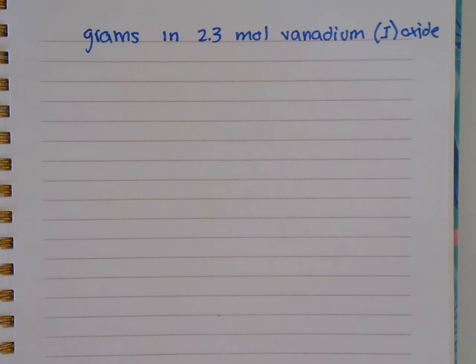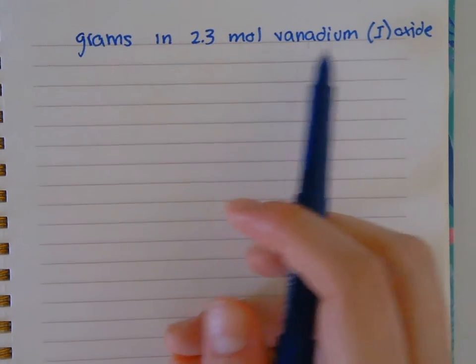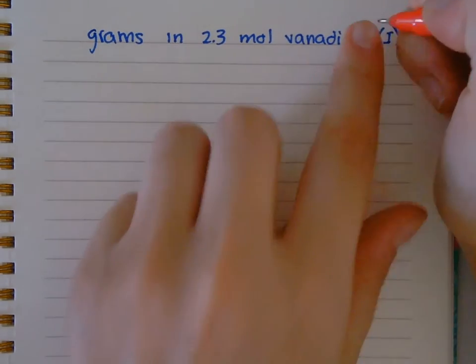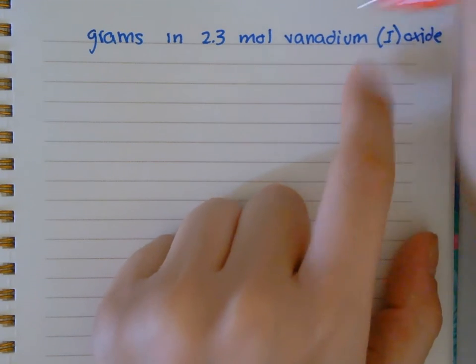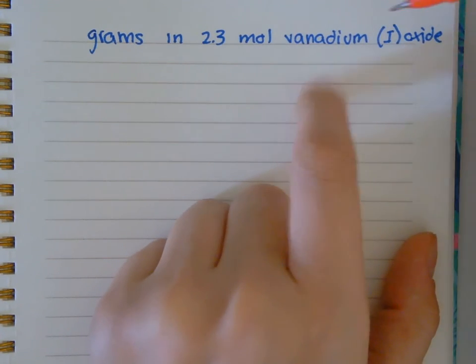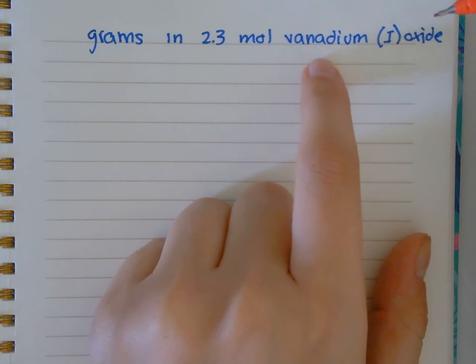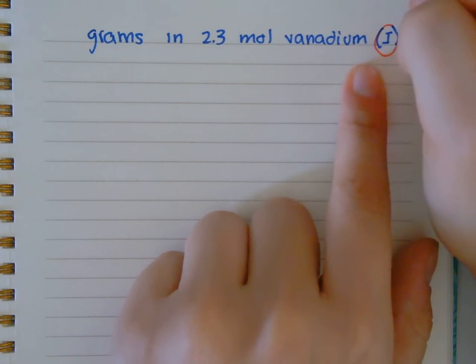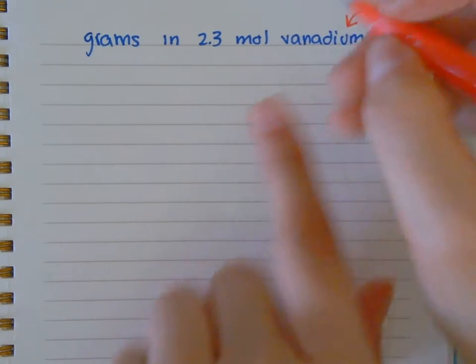Okay, so now we have number 10, and number 10 gets trickier because they throw in this ionic compound. And I know that this compound includes a transition metal because I have these Roman numerals. So if you remember, the first thing that I have to do for this problem is find out what this formula looks like, and then I can find the molar mass of it. So if you remember, this Roman numeral tells me the charge of my metal.